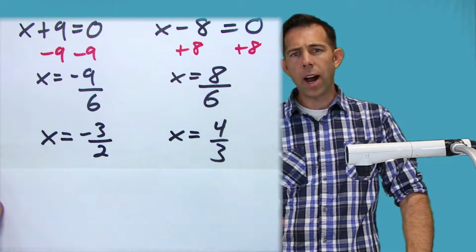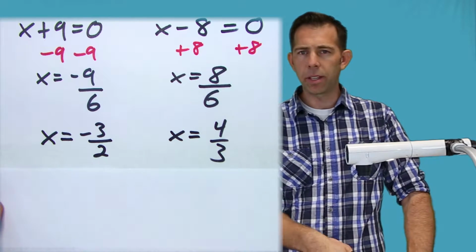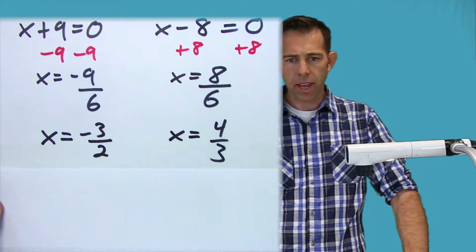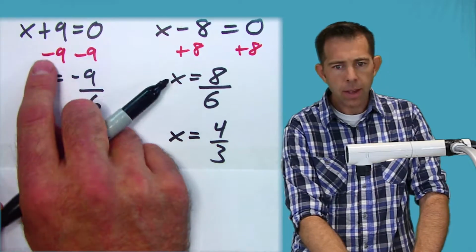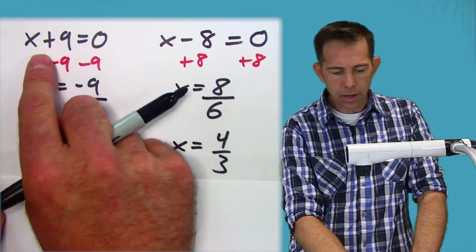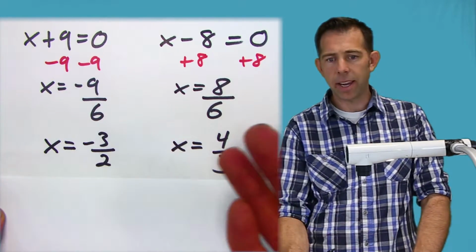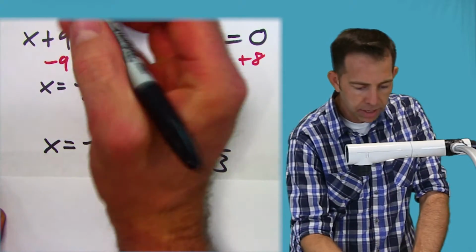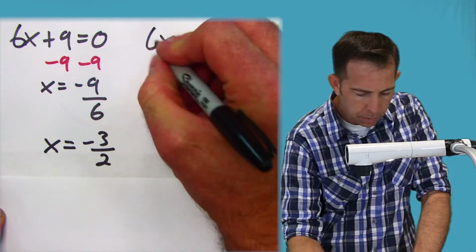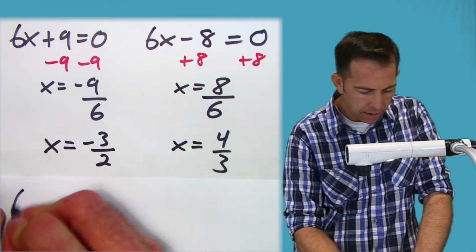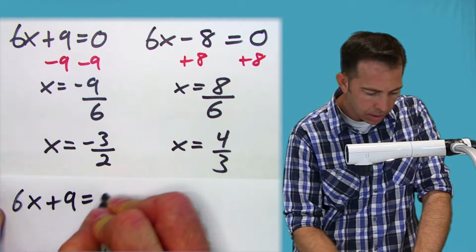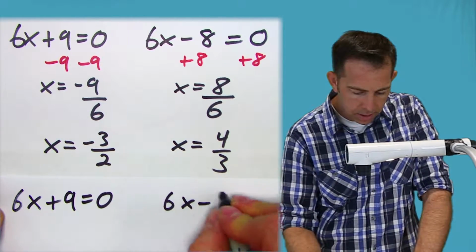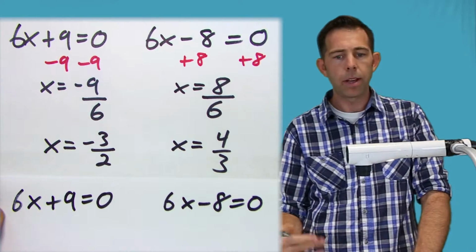Okay, I want to show you why that last step worked, how we can just put the leading coefficient back into the denominator of the answer. And here's why. Remember when I showed you that you put the leading coefficient back into the x of each factor? Well, imagine we did that. We put the 6 here, and we put the 6 there. Okay, so then we'd have 6x plus 9 equals 0, and 6x minus 8 equals 0.